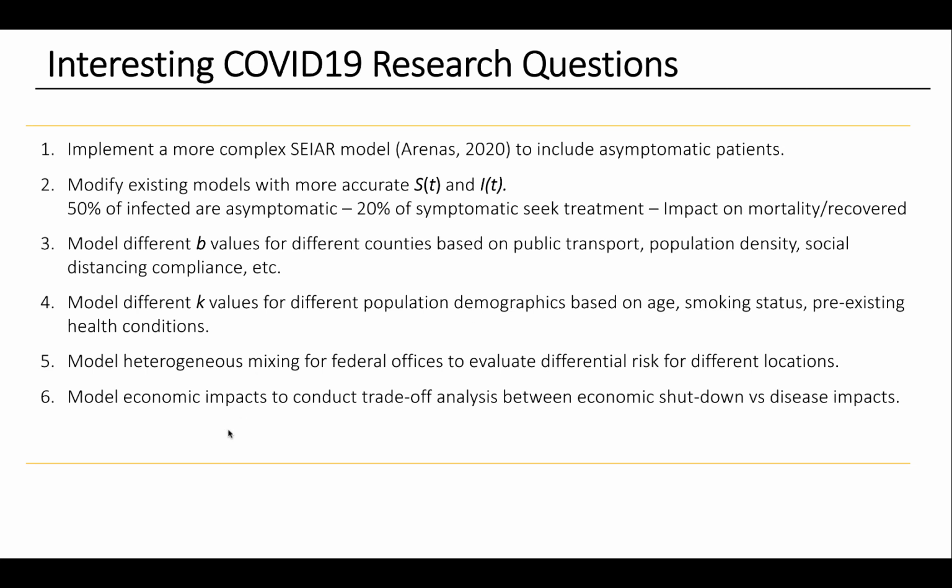And then we also want to model economic impacts to conduct trade-off analysis between what is the cost of our economic shutdown versus disease impacts. And can we put a number on that? How long do we need to actually continue a social distancing process, and how strict should we be on enforcement of that, given our democracy, given the impact to public health, a variety of issues.